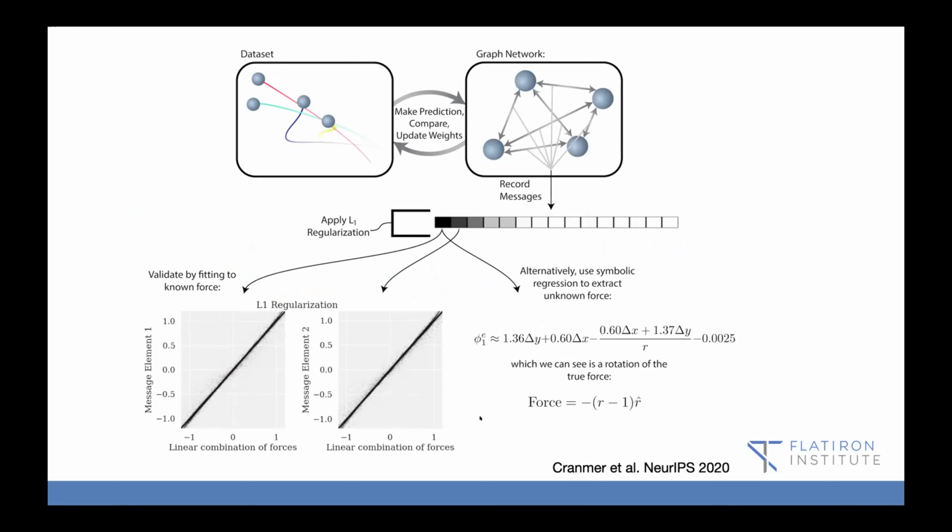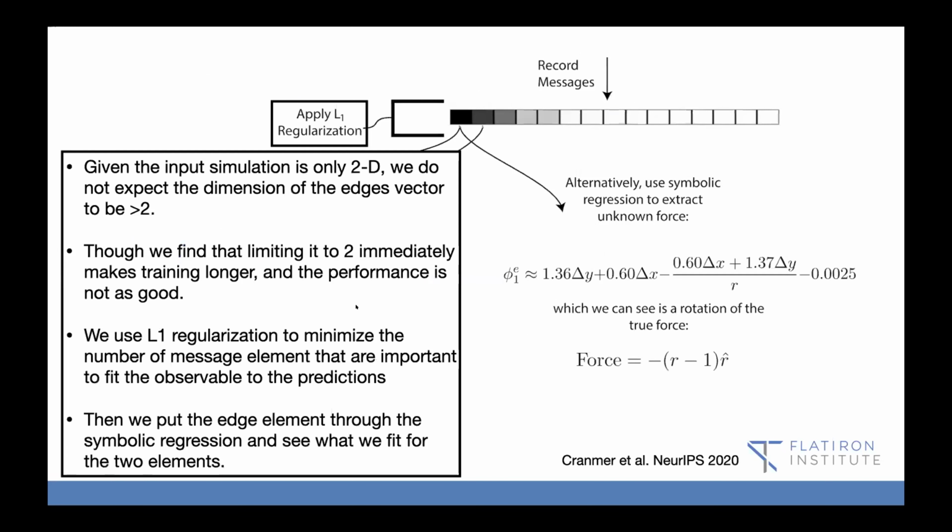But what we did here, let me just quickly go through it, is that when you record all the messages, you are trying to do something to make sure there are very few message elements that are important, so that when you feed it to the symbolic regression, you're not basically feeding a million elements to search for. So what did we do? Given the input simulation was 2D for one of those systems, we did not expect the dimension of the edge vectors to be much larger than 2. So we tried to eliminate at 2 first, and then it actually immediately makes the training a lot longer and the performance not as good. We have guesses of why that's the case, but you can ask me later.